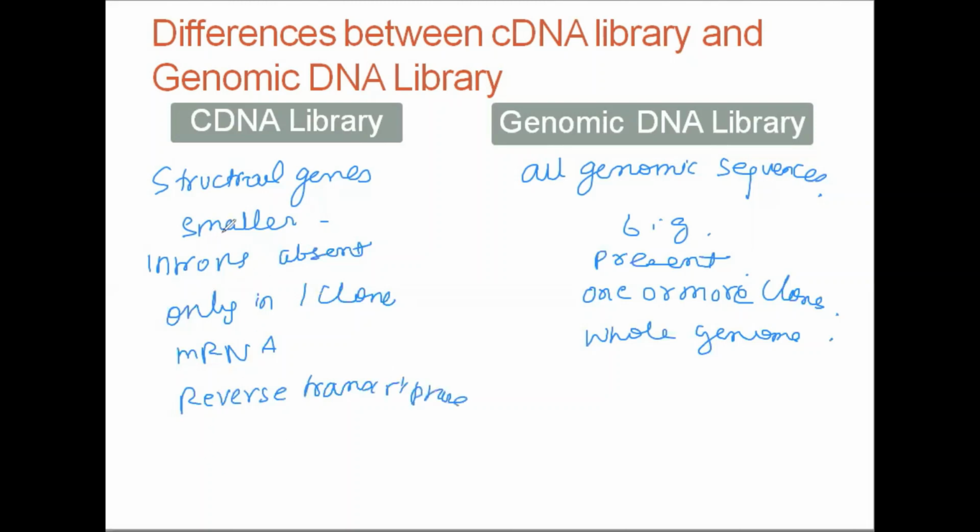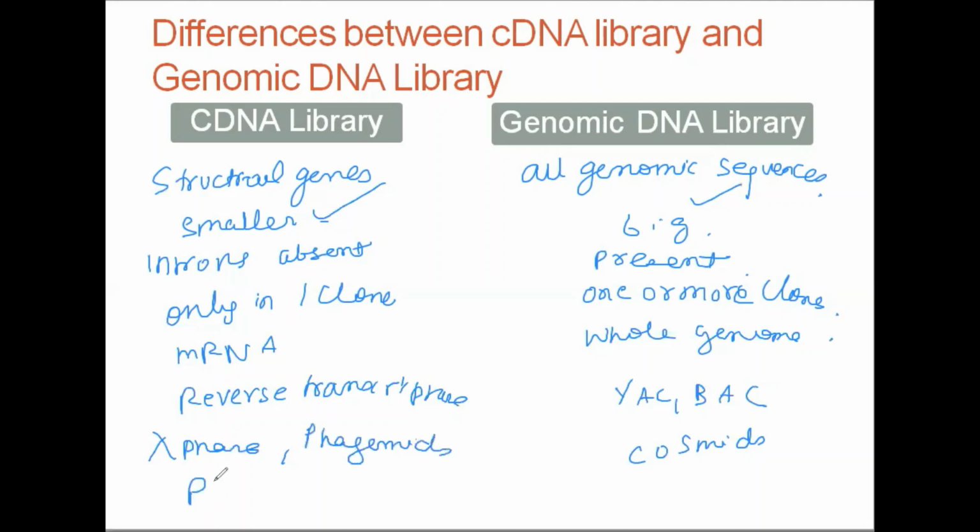Now here, because you have smaller fragments, you use vectors that can handle smaller fragments. Because here the fragments are big, you need YAC, BAC, cosmids. Here you need lambda phage, or you can even go for fosmids and plasmids because they can harbor smaller fragments. So this was all about the differences.